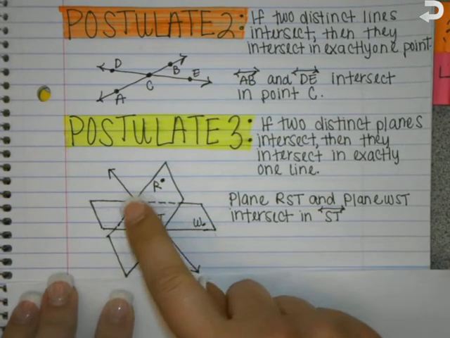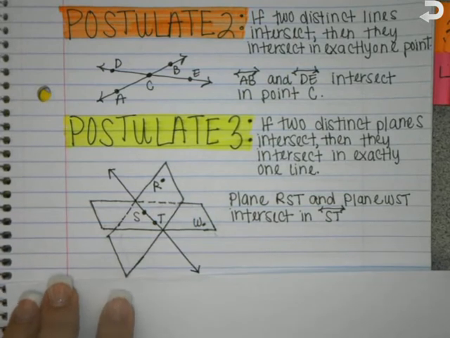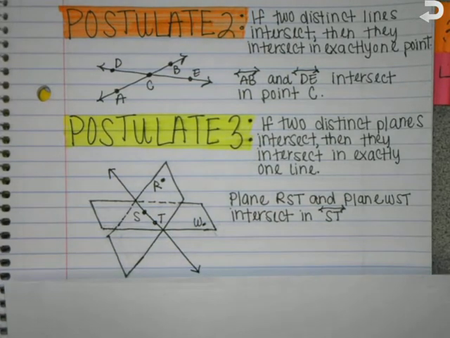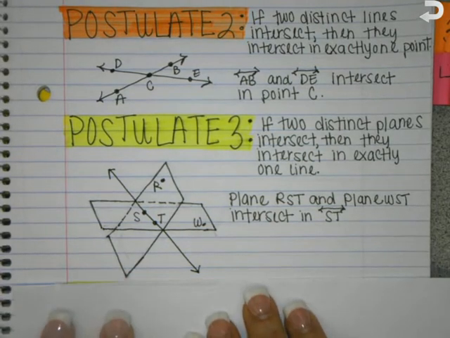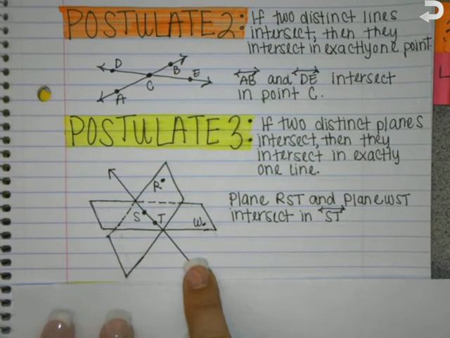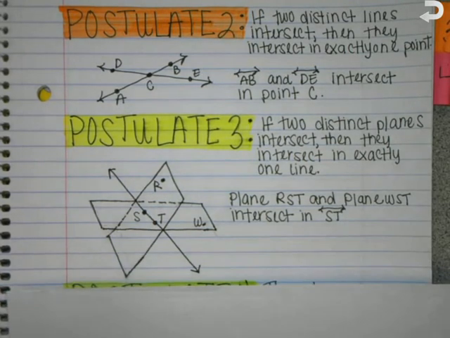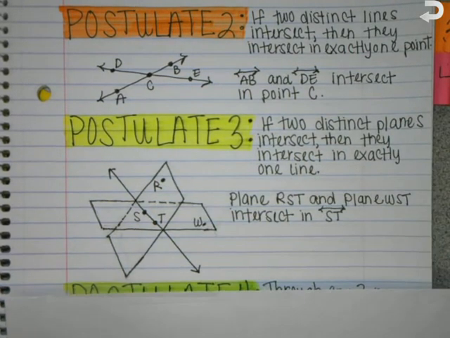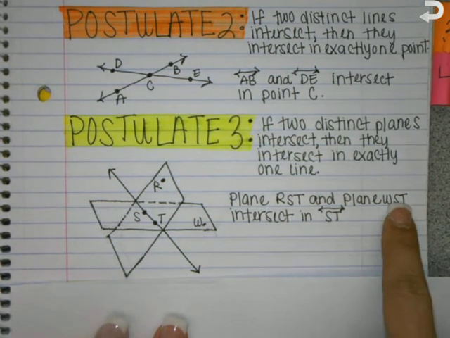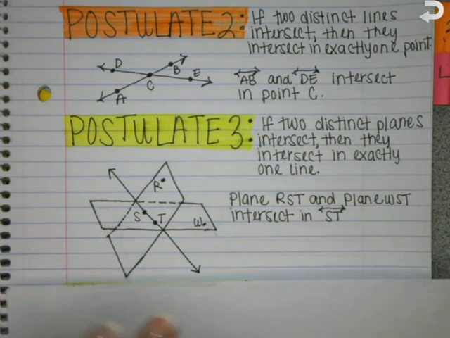And the dotted lines mean that that's where they're overlapping. So it's like if it was clear, you could see through it. And then straight through them, where they intersect, they form a line through ST. So we would say plane RST and plane WST intersect at line ST.